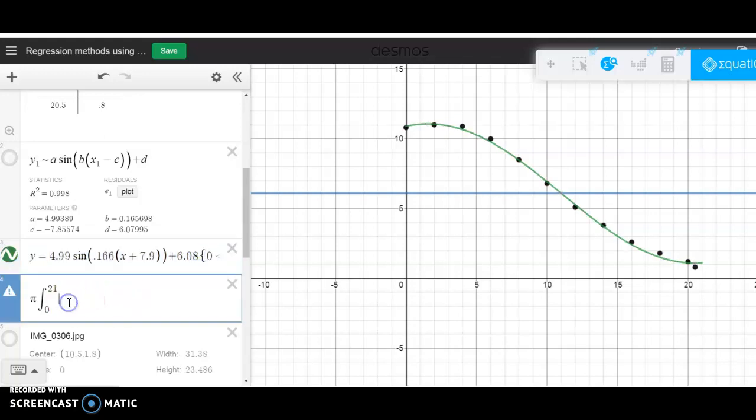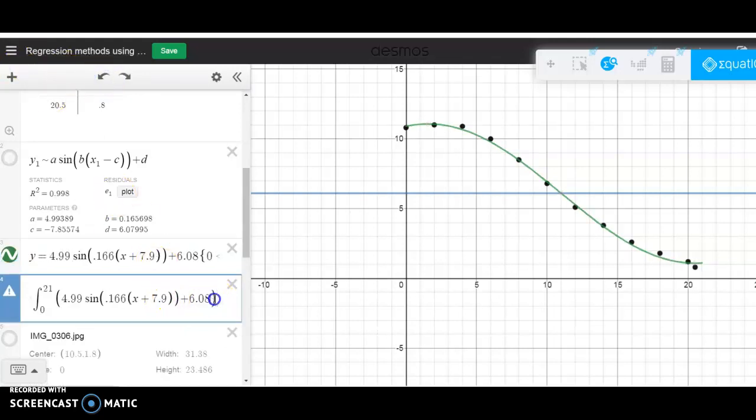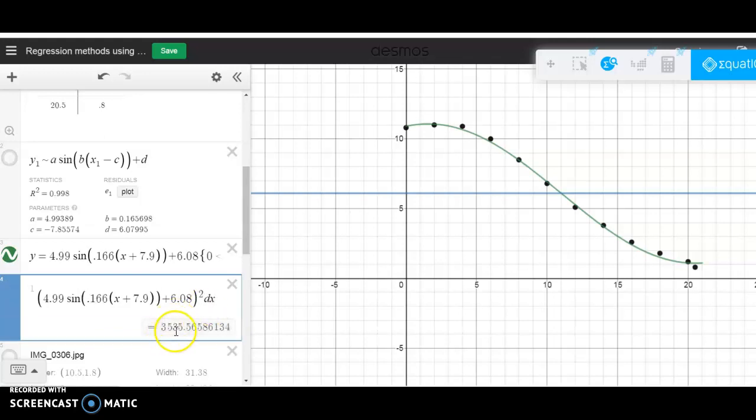Again, I don't want to copy the restriction, just copy the function. And I'm going to put in here a parentheses. There's my function. I deleted it. I want to come down here and square it, because remember this is using disks. And then if I add a dx at the end, voila, it comes up with a volume right away.